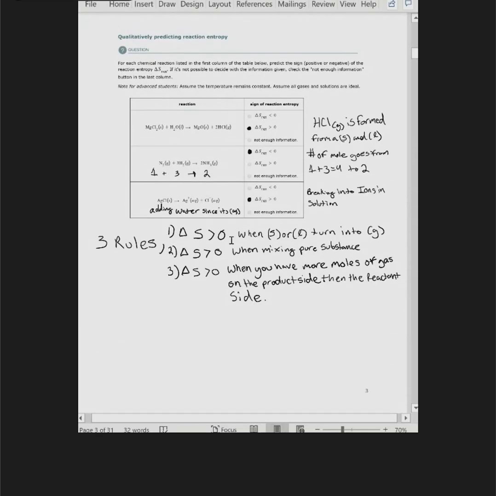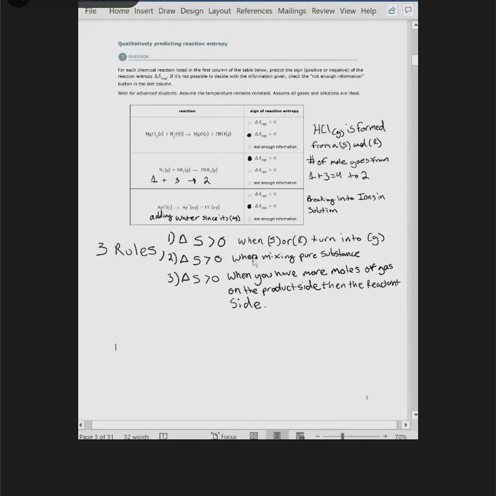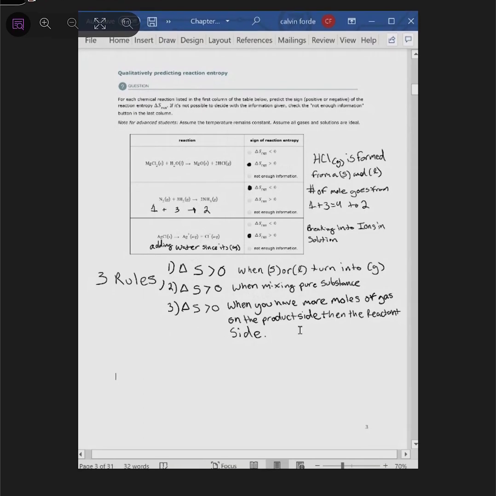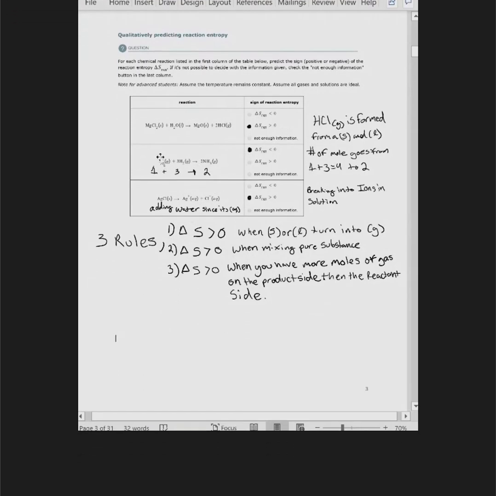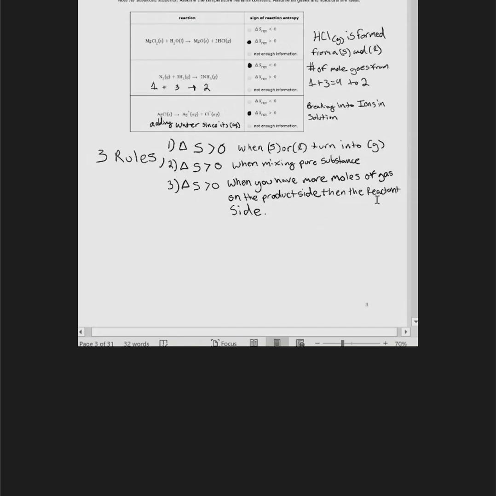All right. Now we look here. Everything is gas, so that's not rule 1. We're not mixing pure substances, so that's not rule 2. But in terms of rule 3, let's check the moles out. So we have 1 mole of N2, 3 moles of H2, and then on the product side we have 2 moles of NH3. So that's similar to this, right? When you have more moles on the product side than the reactant, but it's just the reverse of it. So since this is the reverse of the third rule, we know we're going to have a decrease in our entropy.